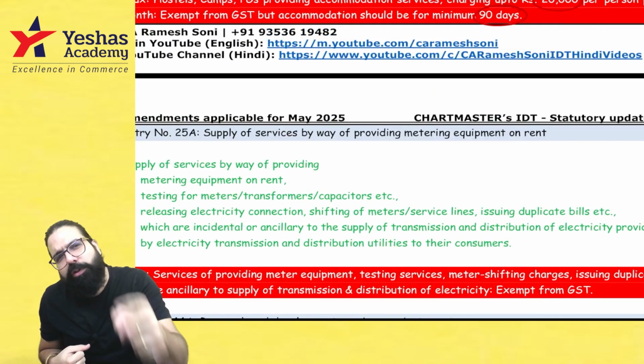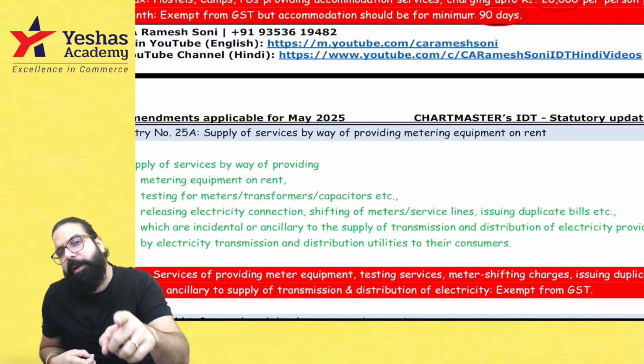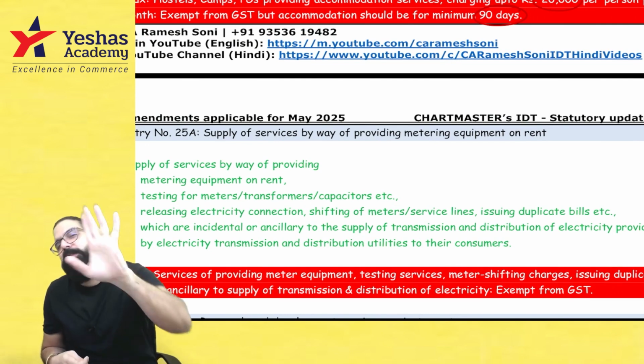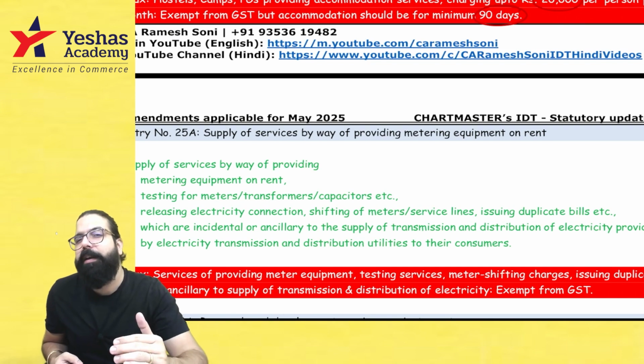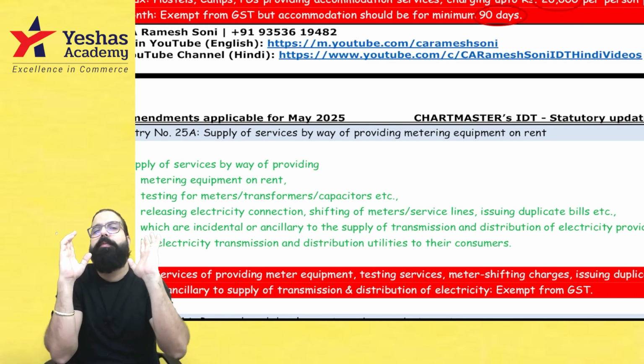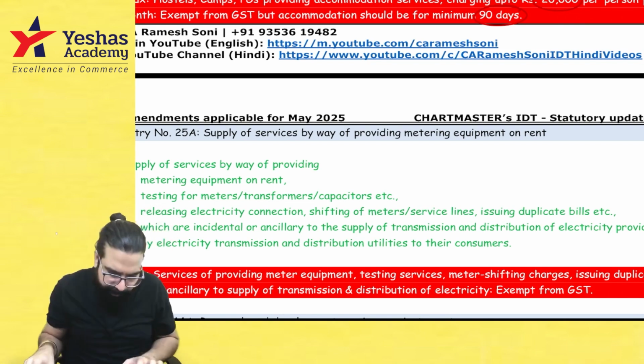Sir, this is also taxable, because if the PG has been given, it should be given for at least 90 days, only then it is exempt. Short-term accommodation is not exempted. Minimum 90 days and 20,000, both criteria should be fulfilled. Remember, they will ask you in the exam.